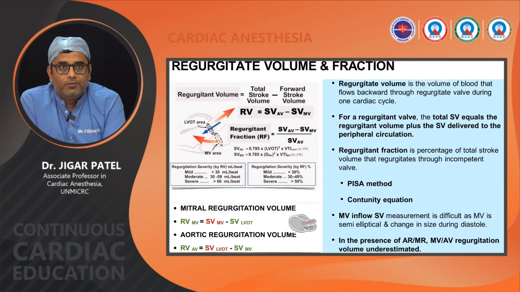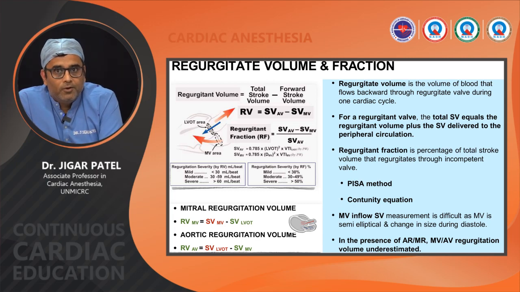Now after QP/QS, you can measure regurgitant volume and regurgitant fraction with this volumetric data. Regurgitant volume is the volume of blood that flows backward through the regurgitant valve during one cardiac cycle. Any regurgitant valve ejects not only stroke volume but also regurgitant volume. So you have to measure two valve stroke volumes, one at the normal valve and one at the regurgitant valve. To measure regurgitant volume, you subtract the normal stroke volume through the normal valve from the stroke volume of the regurgitant valve.